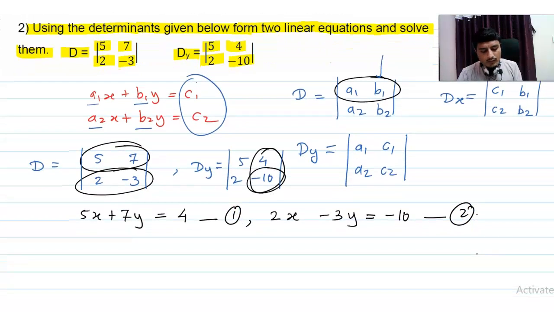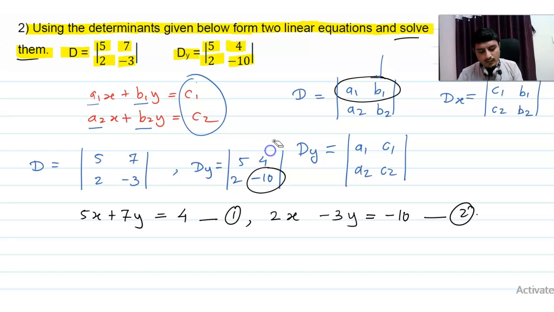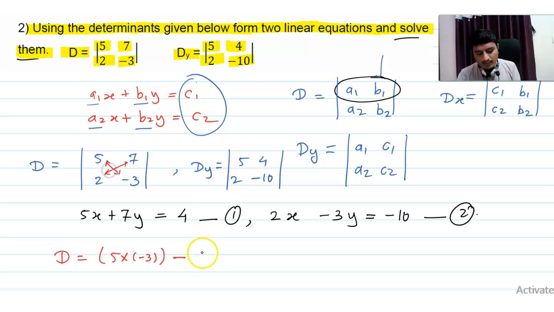So now we have to solve the given equations by using Cramer's rule, once we have the D and the Dy values. Now to evaluate the value of D, what shall we have to do? The product of the first diagonal elements, that means 5 into minus 3, minus the product of the other diagonal elements, that means 2 into 7.